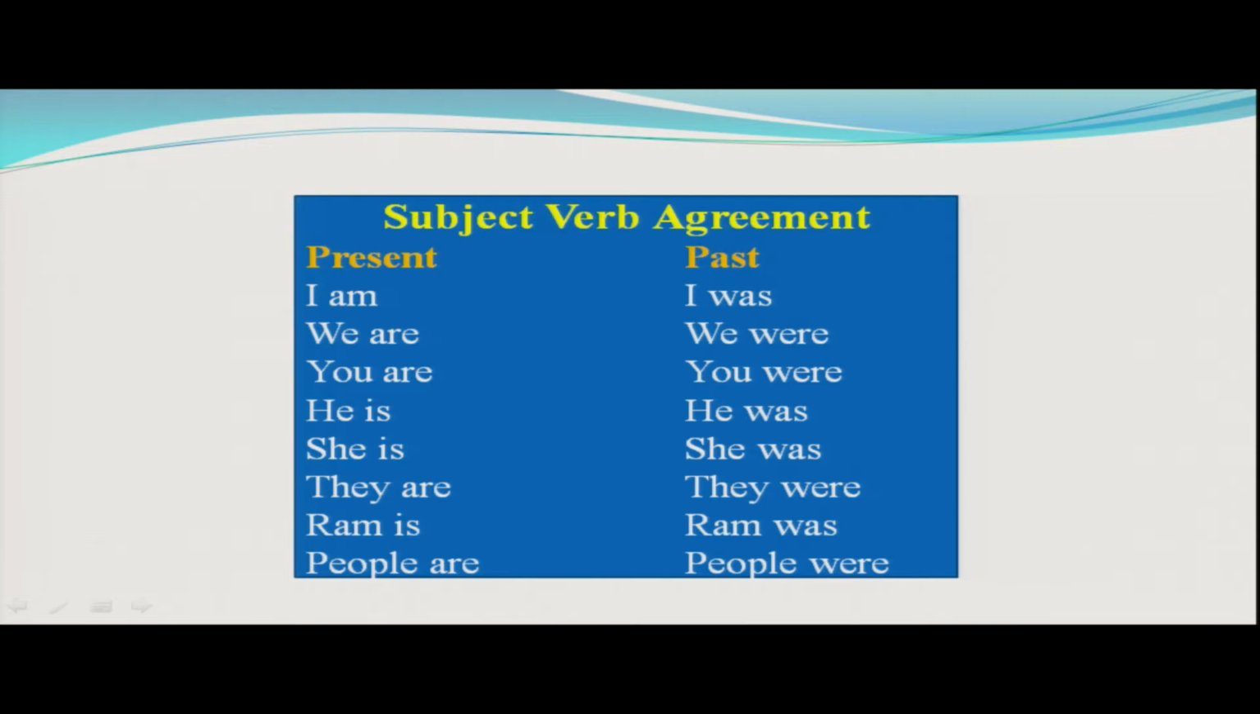And you talk of past time, and there you find I was, we were, you were, he was, she was, they were, Ram was, people were. Now, on one side there is the subject, and on another side there is the verb. There is an agreement. You cannot say I are. Like you cannot say we am. There is a fixed principle underlying this agreement. So you have to remember this very well.